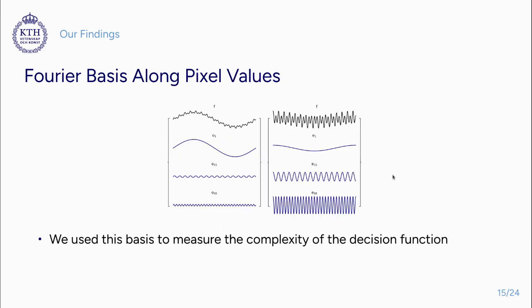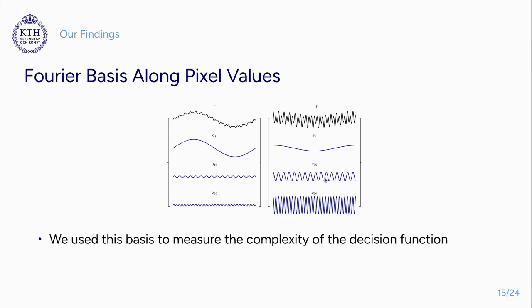Also, we use Fourier transforms along pixel values in a relatively similar way. Again, because it's a high dimensional function, I cannot visualize it, but I'm using a one-dimensional function to visualize what's going on. Now let's assume this is one function and this is another function. Two functions are given to us, and we want to compare which one is more complex.